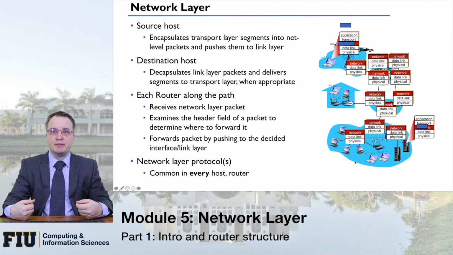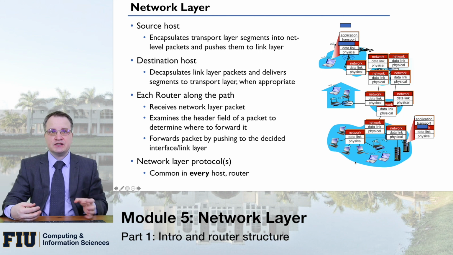And on the way back, at the destination, you get the packet, decide that this packet is destined to the host, decapsulate it, and give it to the transport layer. So that's two parts, two endpoints of the network layer protocol.